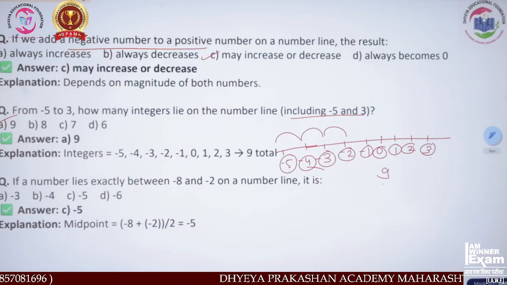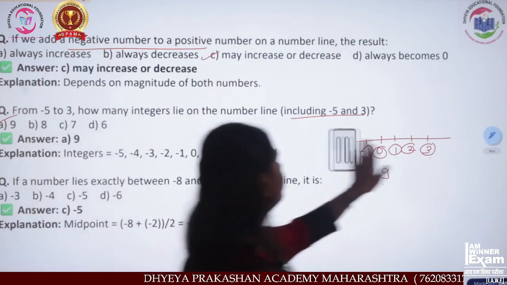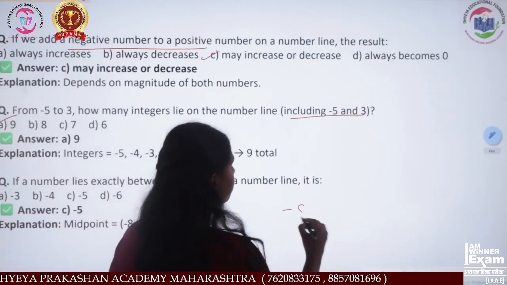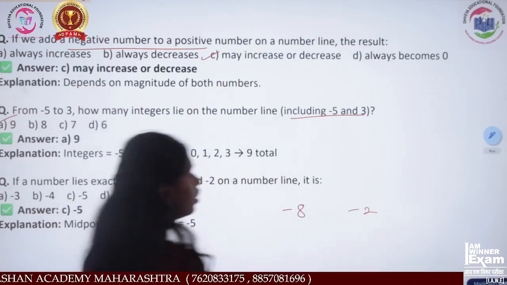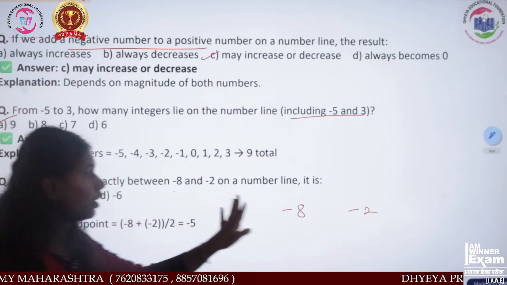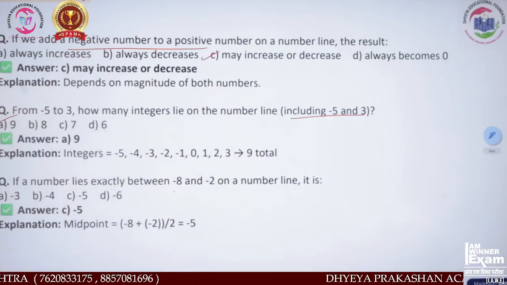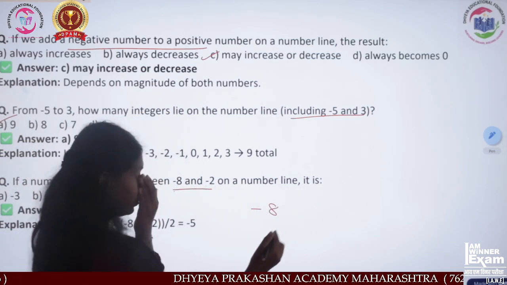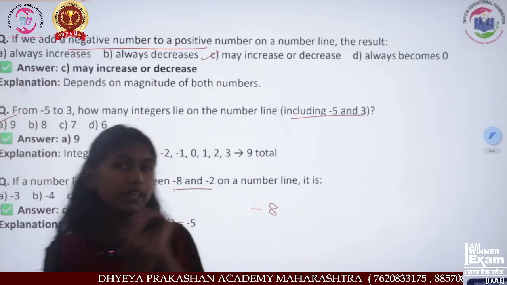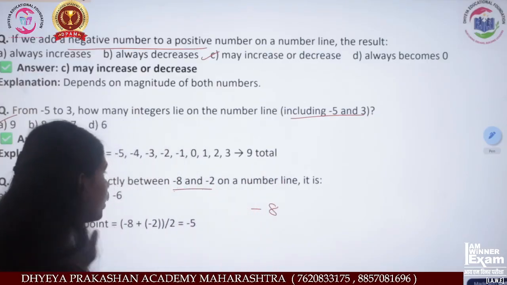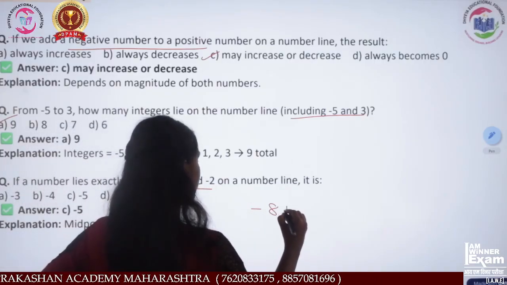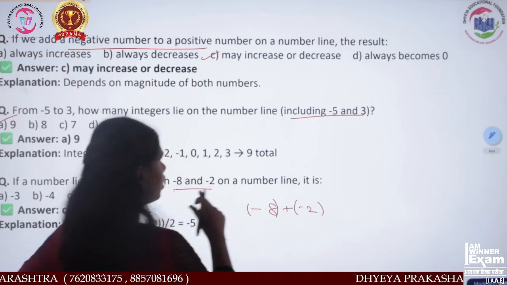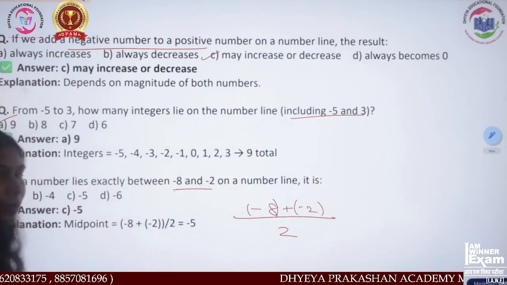The next, if a number lies exactly between -8 and -2 on a number line, it is, now you just have to check. Taking -8 and -2, how will you find out which number is exactly in the middle? You just divide by 2. So you have to just add these two numbers, this is number 1, this is number 2, and then divide it by 2.